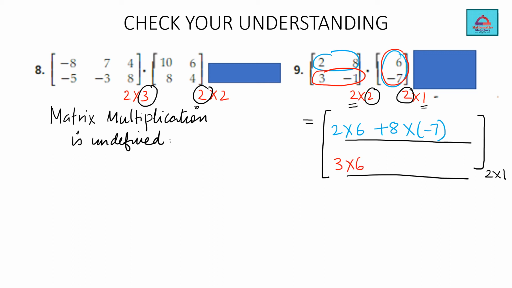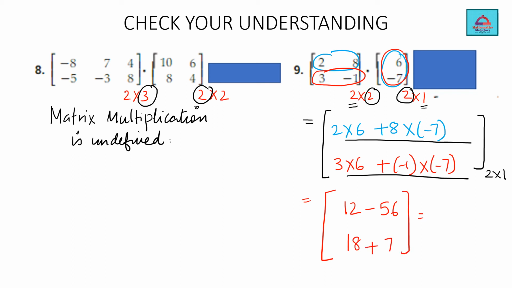3 with 6 plus minus 1 with minus 7. Just multiply it now. So 12 minus 56, and this is 18 plus 7. You can simplify it further. This will give you negative 44, and here you will get 25. So that's your matrix multiplication, and you can check it has 2 rows, 1 column. So it's well defined.